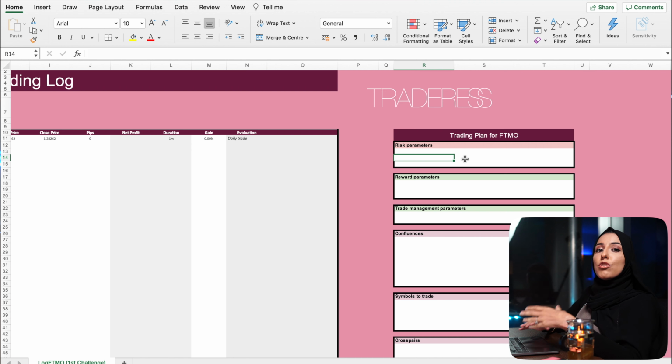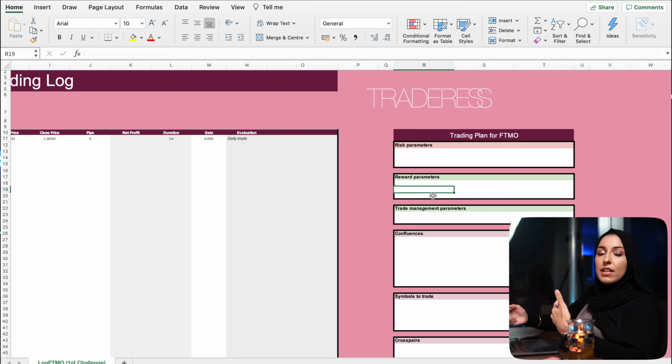So go deeply into risk per week and then go break it down into how much you want to risk per day or how much you want to risk per trade. So look at the bigger picture first and then drill down to the smaller aspects of your trading plan. Reward parameters. So have a look at how much do you actually want to overall gain for the week.